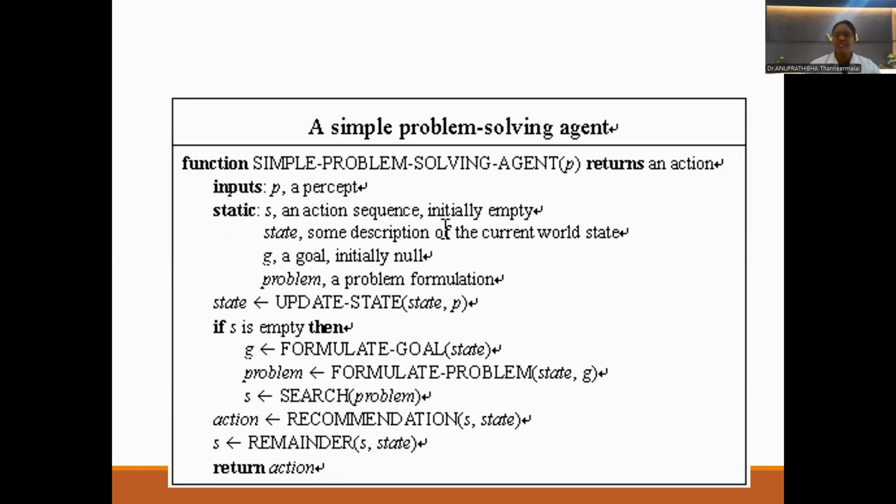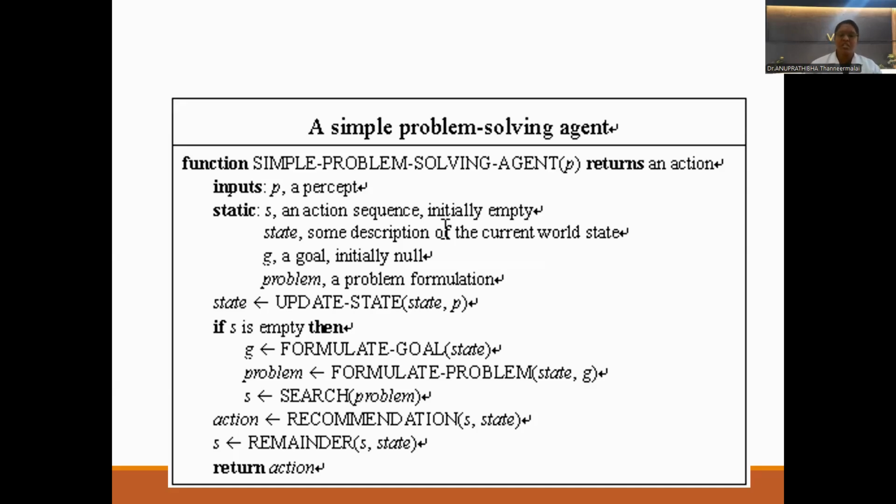So this is an algorithm for a simple problem solving agent. It's a function which, for each and every percept it receives, returns an action. Here the problem solving agent is defined as a function which is going to return an action. The input is the percept. The static thing is an action sequence, which initially will be empty, because nobody knows how to reach the destination in a very small time. Some description of the current world state is given as state, where we are starting.